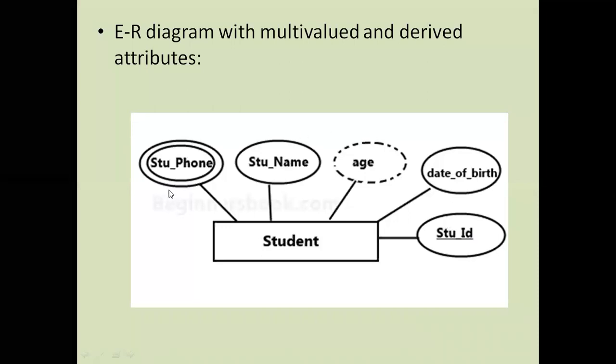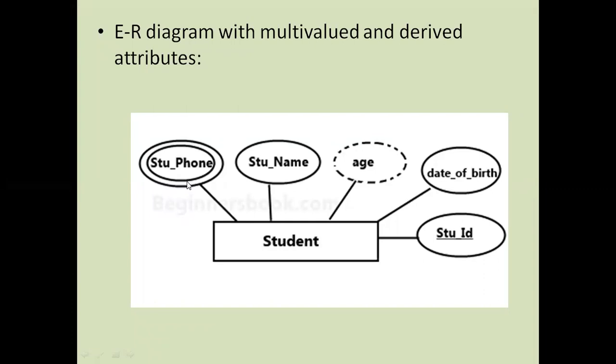And here, if we represent a double-lined ellipse, what does it mean? It is a multi-valued attribute. That means this attribute can hold more than one value. For example, for the student number, we can give the parent's number, student number, mother's number. So more than one value is given here. In the same way, in some situations we consider the composite attribute also. That means student name has two parts: first name and last name.